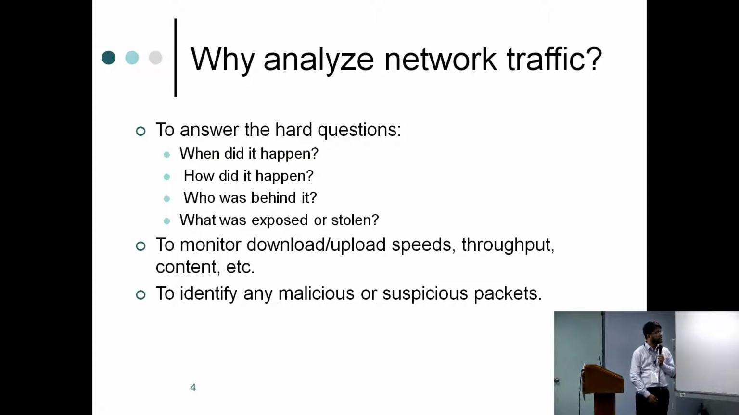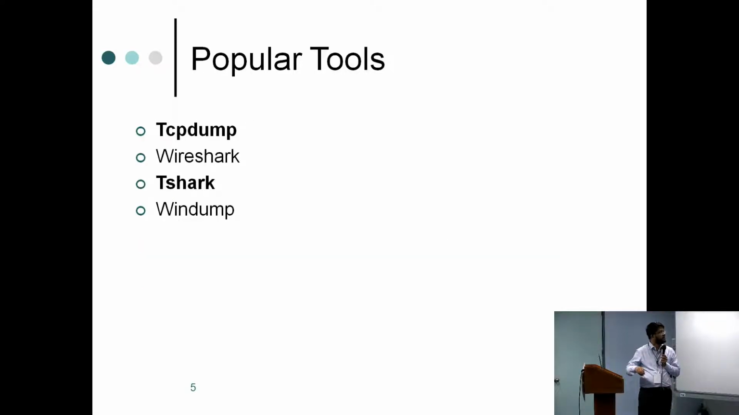So this is basic stuff. You can also control the download and upload speed based on server analysis. And of course, for security purposes, to identify malicious or suspicious attacks. Okay, so there are various tools for packet capturing. There's Tcpdump, Wireshark is another graphical tool, T-Shark is an analysis tool, and also there is WinDump for Windows systems. So in this session, we'll be using Tcpdump and T-Shark.